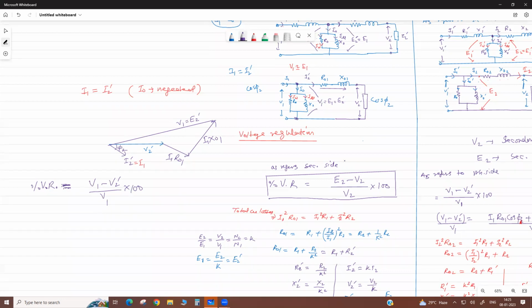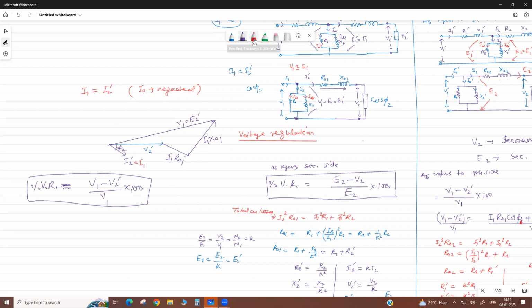Okay, here also with respect to E2 no load voltage we have to calculate. Okay, either no load or this. Okay. Correct. So this is as referred to primary side. This is the formula as referred to primary. This is as referred to secondary side.